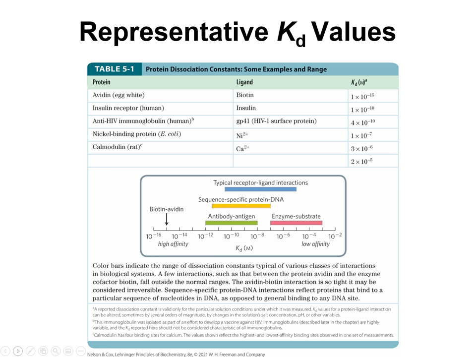Here are some representative Kd values. Remember, this is the dissociation. So you want to have something that's really, really small. The smaller it is, the higher the affinity. And I really like this chart here because it gives you an idea of some of the different protein interactions that you might encounter and their relative affinities for ligand.